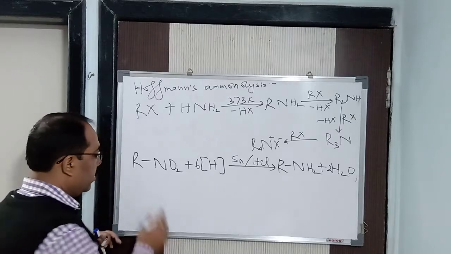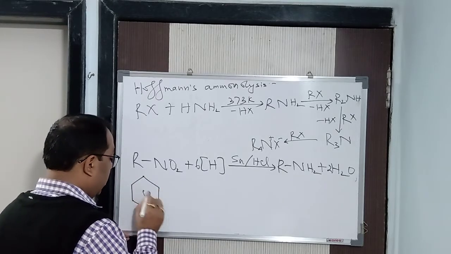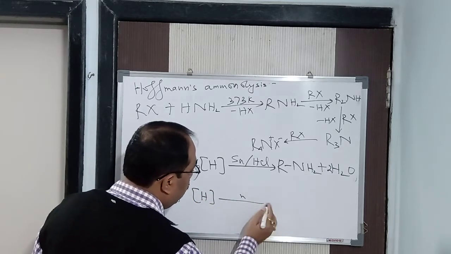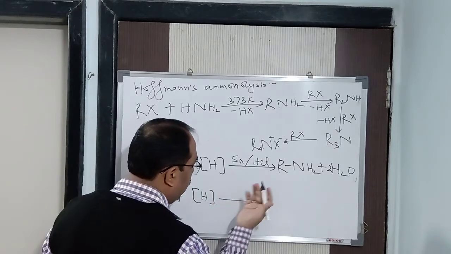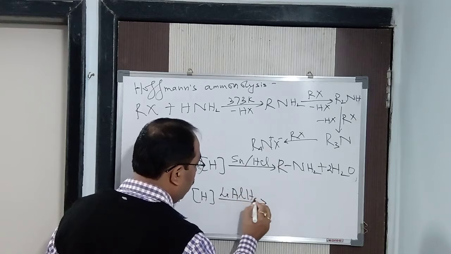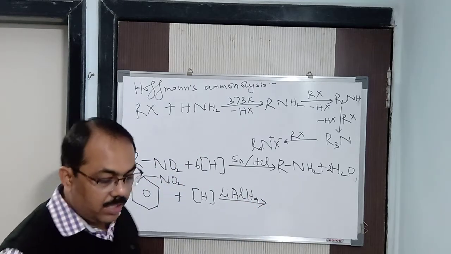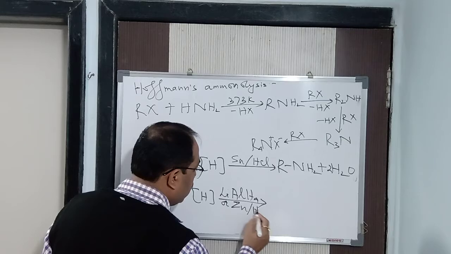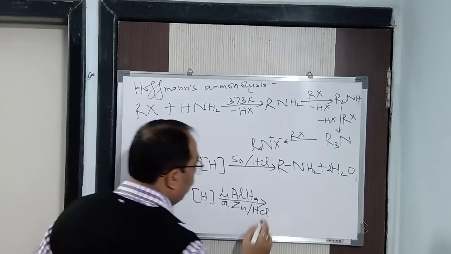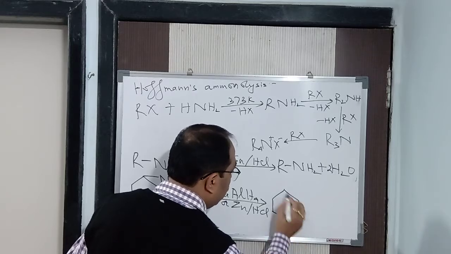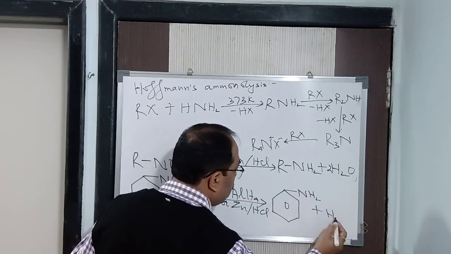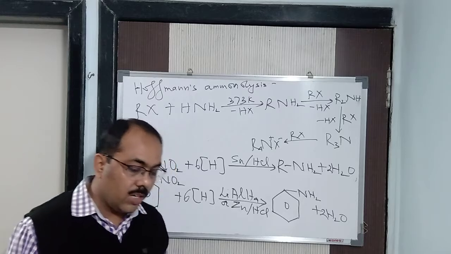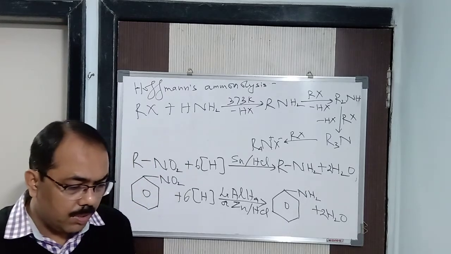Clear? If you want to prepare aryl amines, for example, you take nitrobenzene plus nascent hydrogen under the same condition. You can take Sn/HCl or LiAlH4, anything. For example, you take LiAlH4, or you can take Sn/HCl or zinc/HCl, that also will do. So what am I going to get? I am going to get aniline, benzene ring NH2, plus water 2H2O. Here it is 6 nascent hydrogen. Clear? So in this way you can prepare it by the reduction process, and any other amines can be prepared by this method.